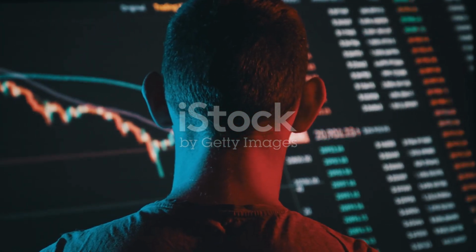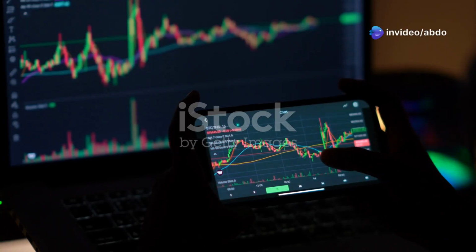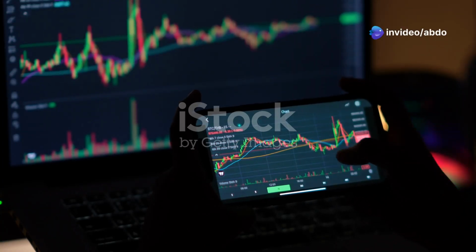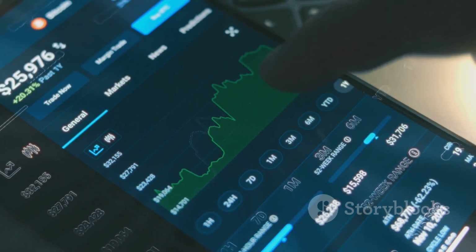Futures trading, a deeper dive. Futures trading is a more complex beast. It involves trading contracts that speculate on the future price of a cryptocurrency. Instead of owning the actual asset, you're essentially betting on its price movement.